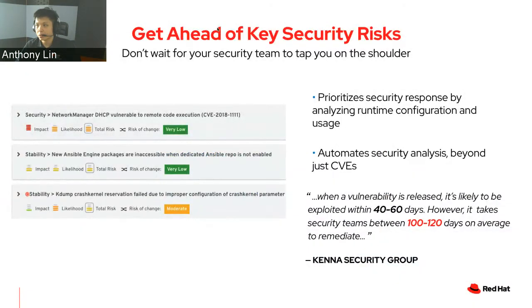So, over here, you can do automating analysis, and it isn't just about CVEs. If you were to look at some of these things, right, it says that when a vulnerability is released, it's likely exploited in the next 40 to 60 days, right? But on average, it takes security teams 100 to 120 days to fix the issues. So with Red Hat Insights, it actually helps you to be one step ahead, right? You will be able to figure out things even before it actually happens. And with the remediation playbooks, you can actually resolve the problems that you have today, right?